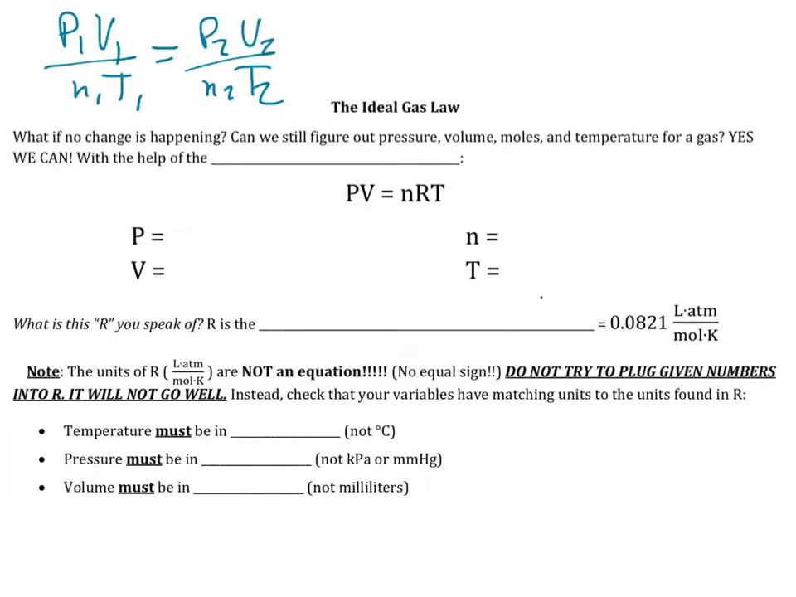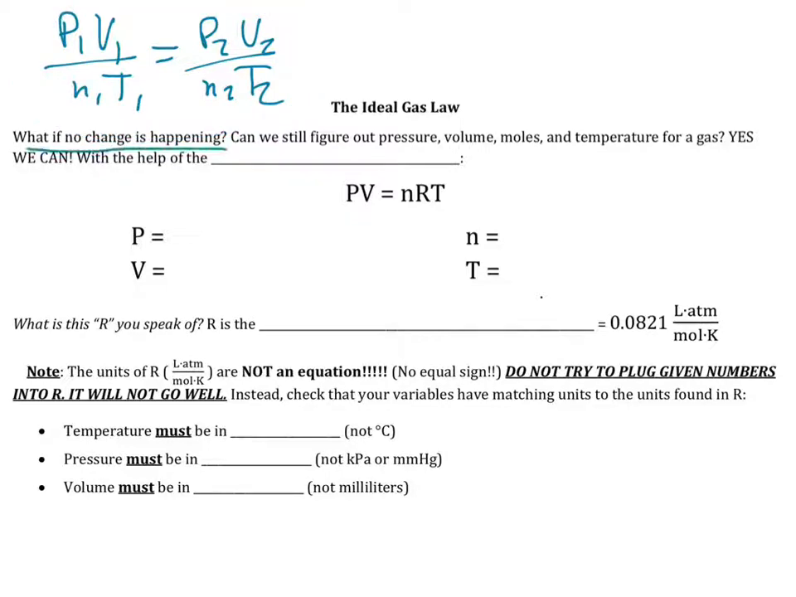So let's go ahead and talk about the ideal gas law and how this compares to the combined gas law that we just learned. If you look here, this is the combined gas law, and we use the combined gas law when there's a change in condition. For example, if the pressure changes, we can calculate the new volume or the new temperature. If the volume changes, we can calculate the new pressure. And so we use this when there's a change in the condition.